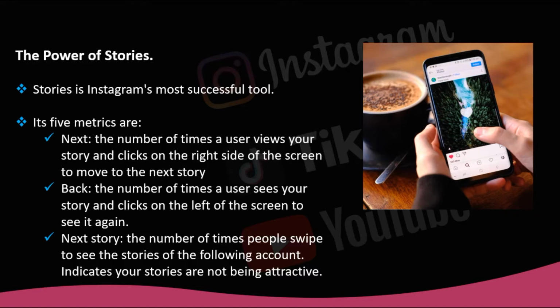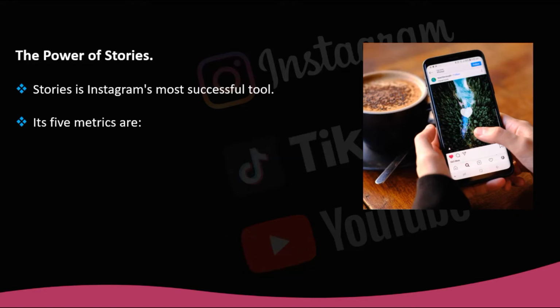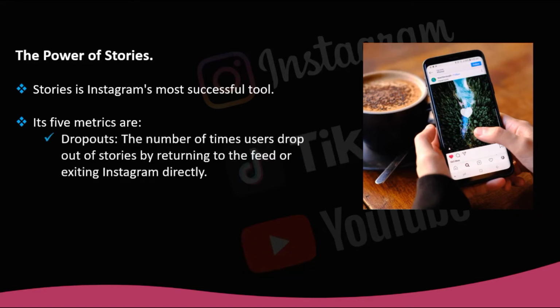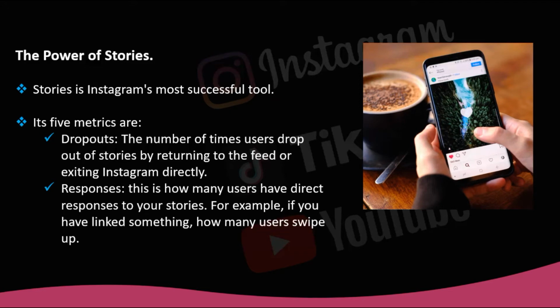Next story, the number of times people swipe to see the stories of the following account. This indicates that your stories are not being attractive. Dropouts, the number of times users drop out of stories by returning to the feed or exiting Instagram directly. Responses, this is how many users have direct responses to your stories. For example, if you have linked something, how many users swipe up?